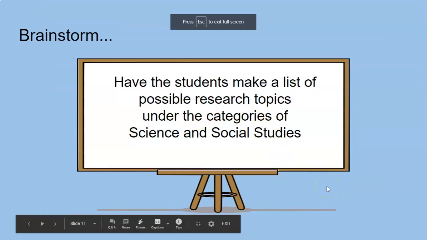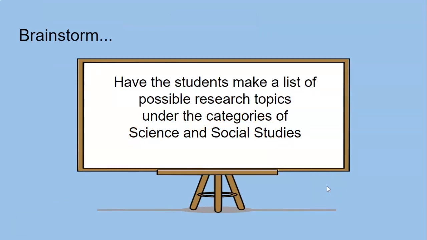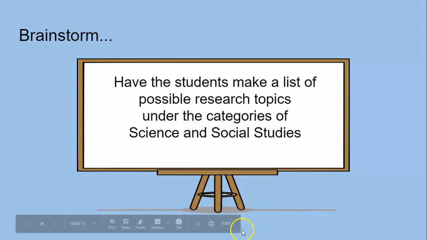So after introducing all of that to the students, we would sit and brainstorm as a group to make a list of different topics under the science and social studies area, and that way the students will have a list to pick from. And it may be that they're calling out items that they're not interested in, but another student may be.